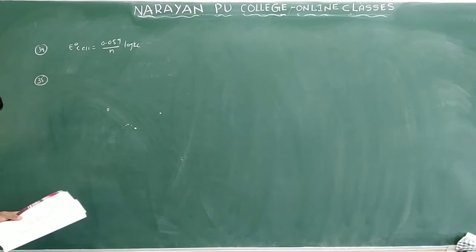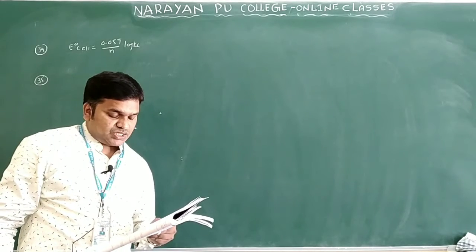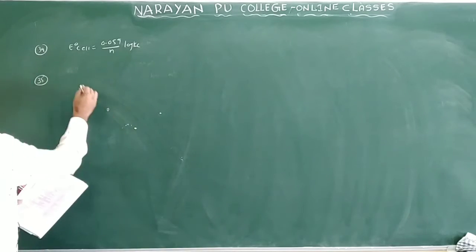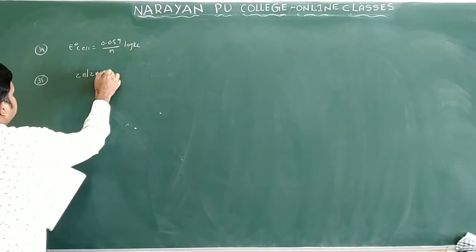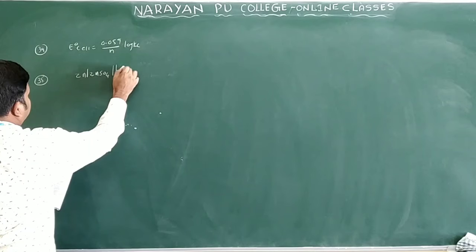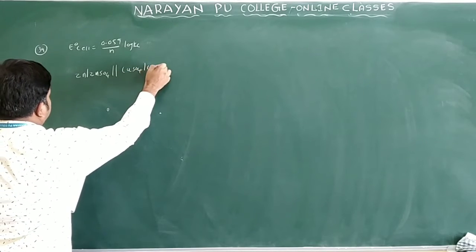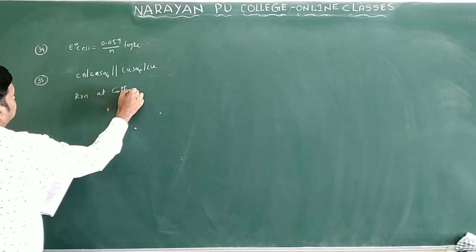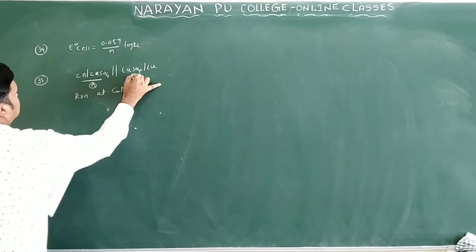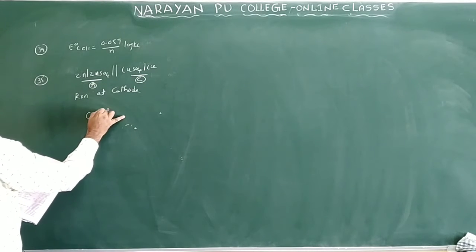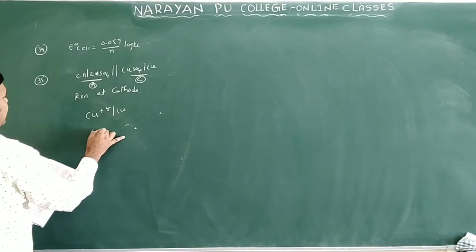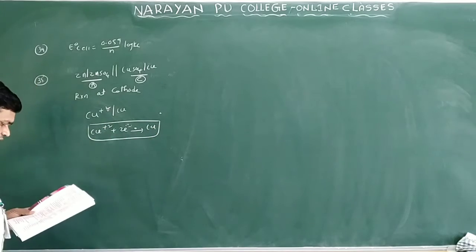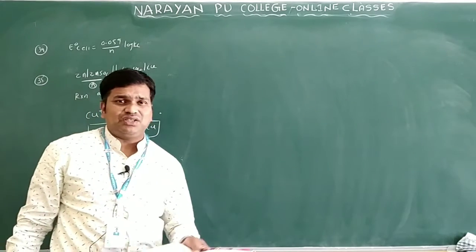Next, 35 question. Consider the galvanic cell Zn | ZnSO4 || CuSO4 | Cu. The reaction takes place at the cathode. They are asking for the reaction at the cathode. You know this is the anode and this is the cathode. At the cathode, what do we have? Cu2+ converts into Cu. Cu2+ gains 2 electrons and deposits copper. What answer do you take? You take option 2. This is a galvanic cell, you know already.